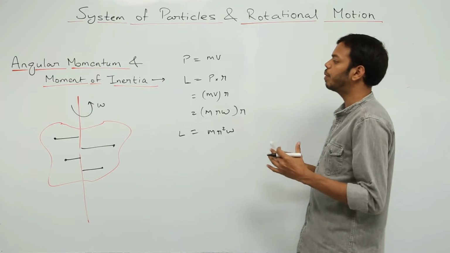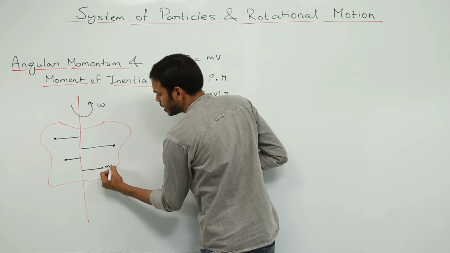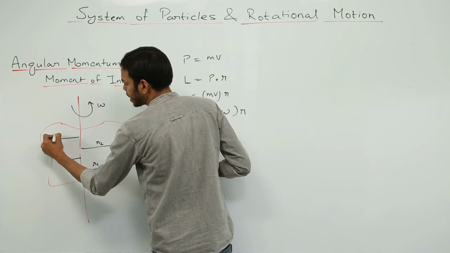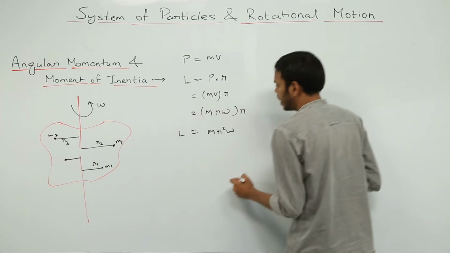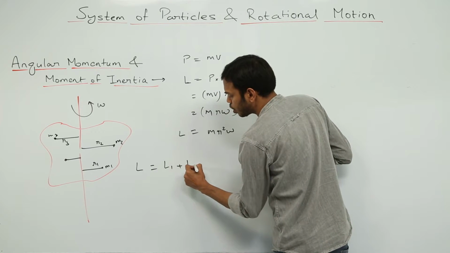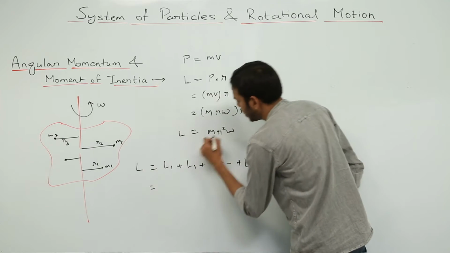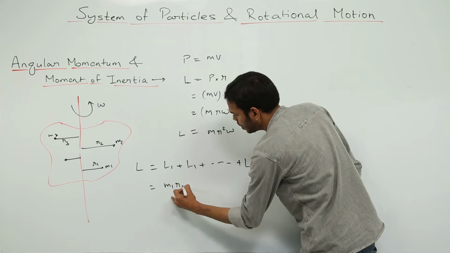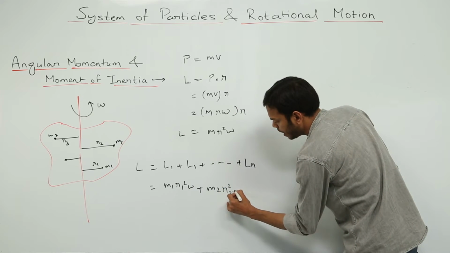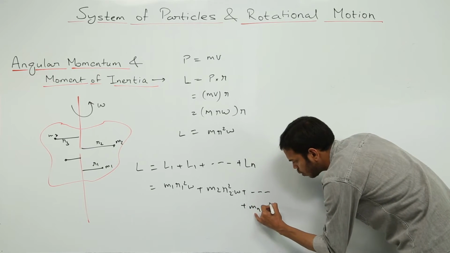So total angular momentum of the whole body, whole rigid body, will be of all the particles which are at their respective positions or respective distance from the axis of rotation, right? So total angular momentum of complete body would be individual angular momentums of individual particles, which would be m1 r1 square omega plus m2 r2 square omega plus so on mn rn square omega.